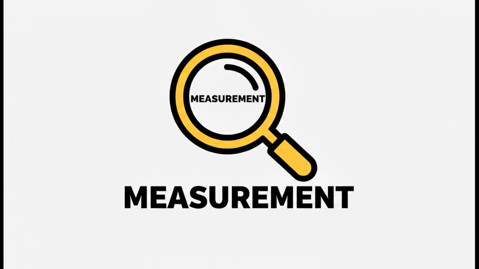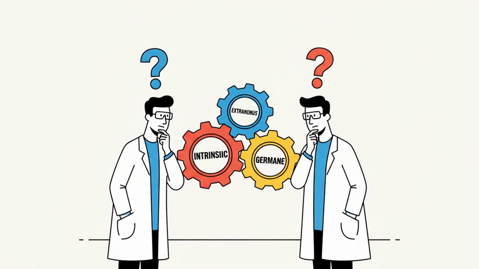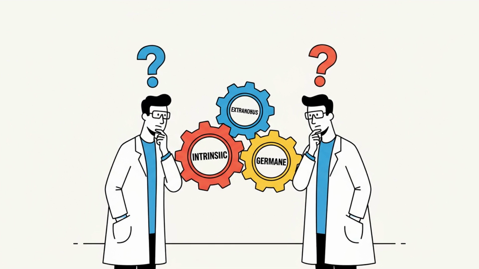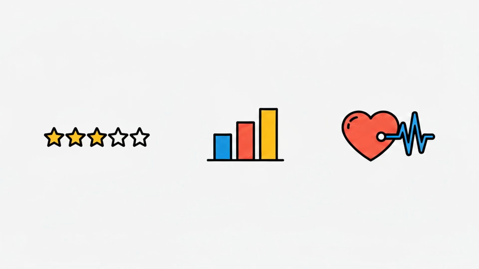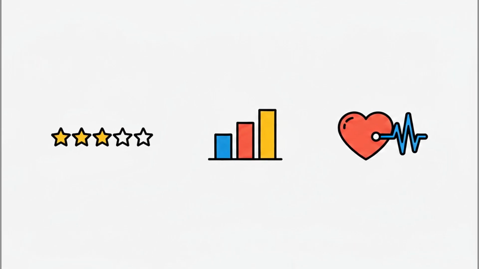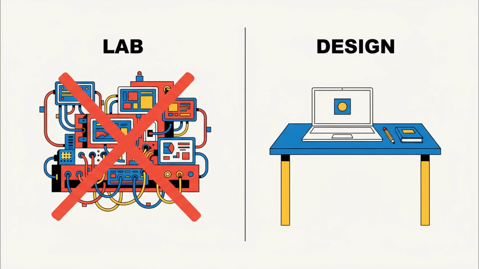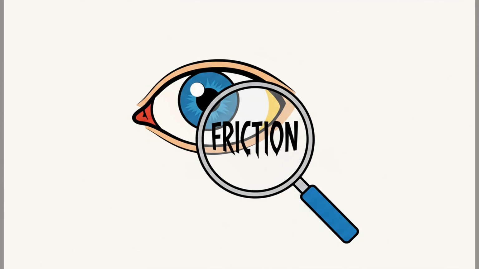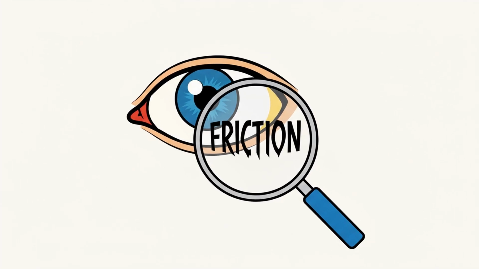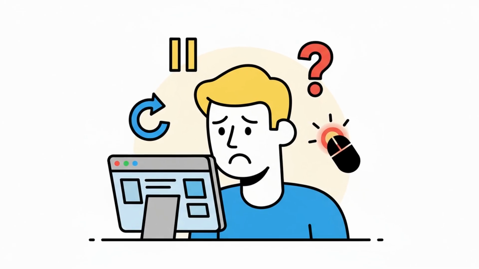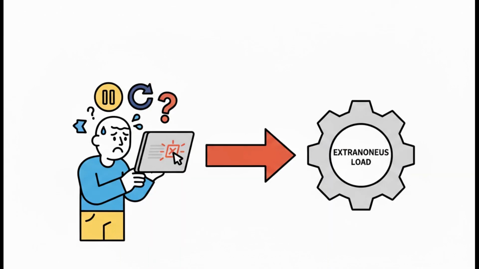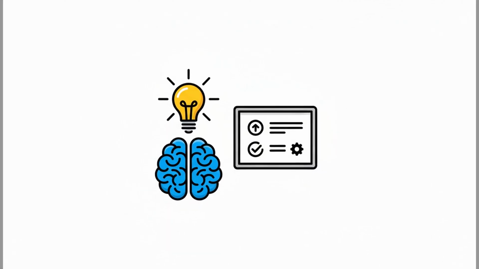One more nuance before we wrap: measurement. Researchers debate how to tease apart intrinsic, extraneous, and germane loads in practice. You'll see subjective ratings, performance measures, even physiological proxies. For day-to-day design, you don't need lab-grade measurement. You need to observe friction. Where do people pause, backtrack, ask, "Wait, where is that?" or misclick? Those moments point to extraneous load. Remove them, and you free capacity for learning.